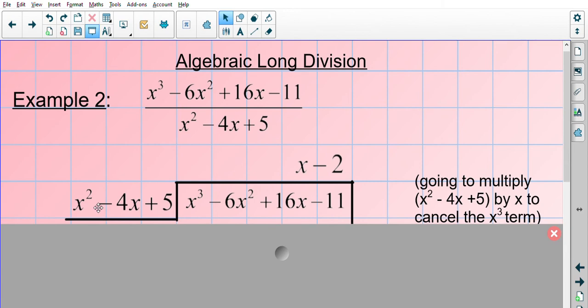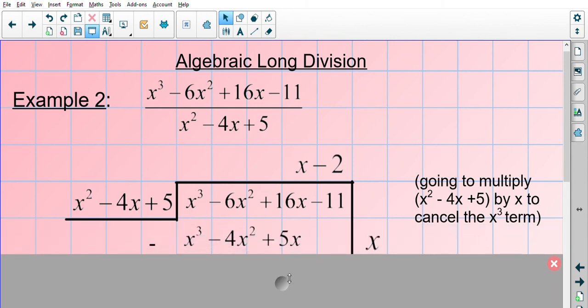So, I need to try and work out how to get rid of this x cubed. The biggest term here is x squared, so if I multiply everything here by an x, I'm going to get an x cubed, and then I can subtract them off, which is good. So I'm going to multiply everything along here by x. If I do that, I get x cubed minus 4x squared plus 5x.